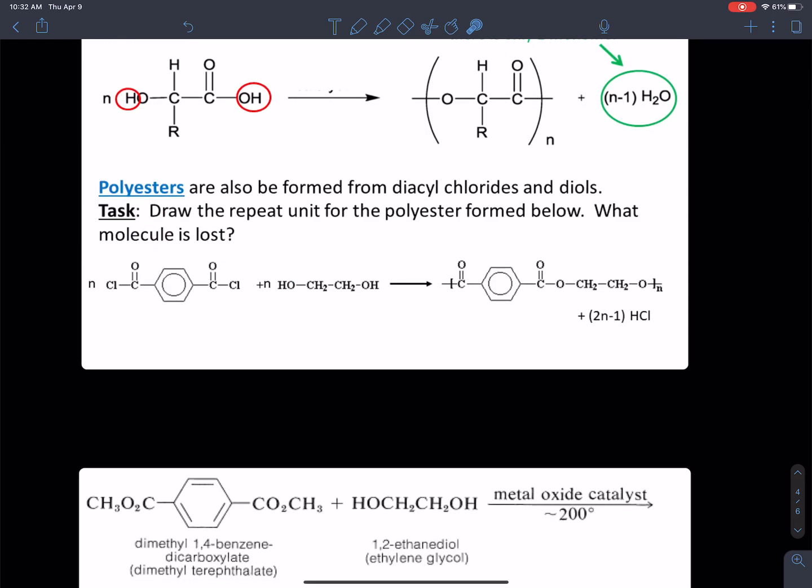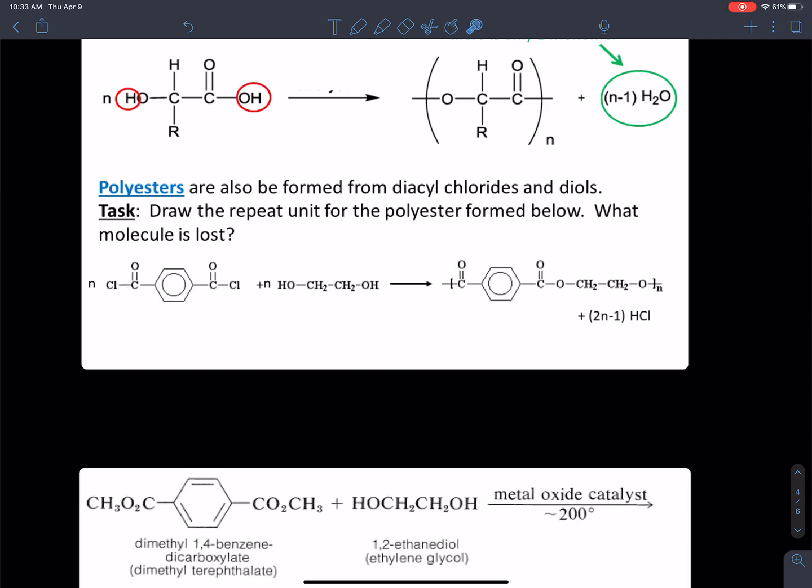Okay, so here's a task. Draw the repeat unit for the polyester form below. What molecule is lost? Okay, this is an activated carboxylic acid. If I took a carboxylic acid and I reacted it with chlorine, you make this molecule, and that carbon is going to be extremely positively charged, meaning that it's going to find anything that's negative to react with. The lone pairs on the oxygen are going to want to come in. So you can just imagine that that is just a really fancy carboxylic acid that wants to react.